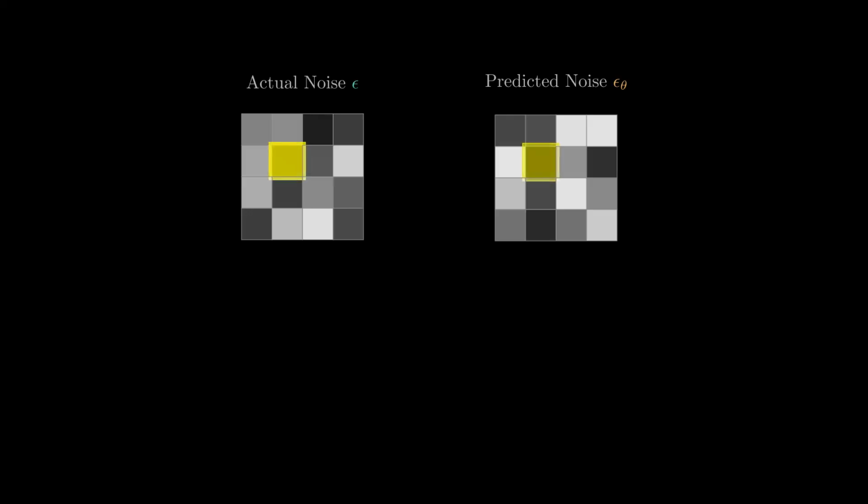Building on the UNet architecture we just explored, the critical question becomes, how does the network actually learn to remove noise? It's not magic. It's a comparison game. Consider these two grids. On the left, we have the actual noise. This is the specific random noise we added to our image earlier. On the right is the predicted noise. This is what our UNet thinks the noise looks like based on its current training. Ideally, these grids should be identical, but notice the discrepancies. For any given pixel, the shade of gray might be darker or lighter in the prediction compared to the reality. This difference is the error.